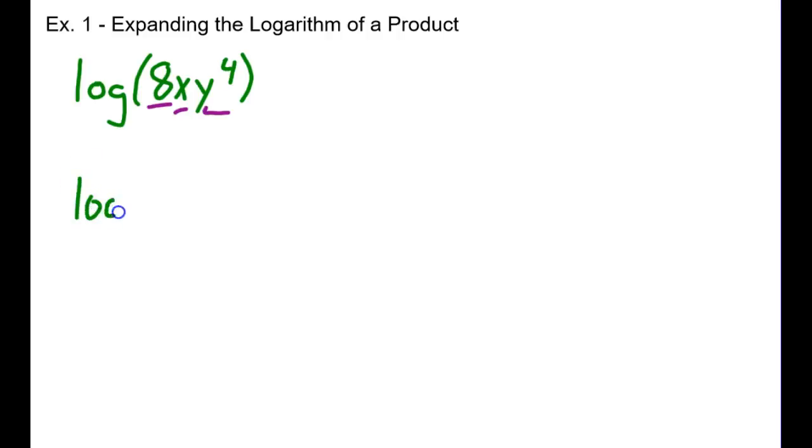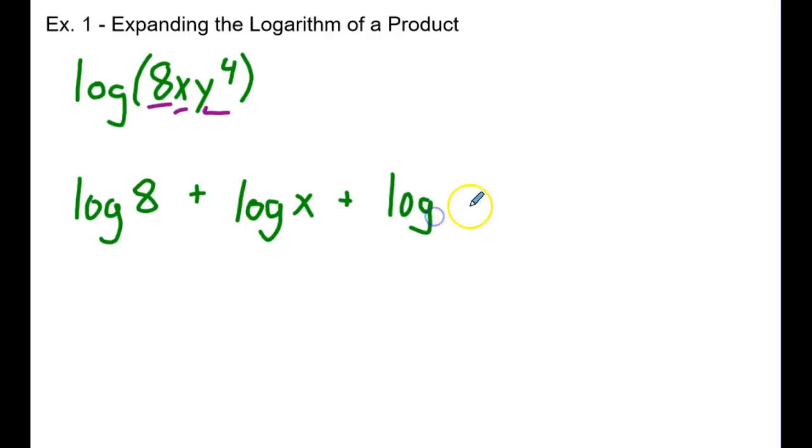We have log of, this is our common log, base 10 if it's not written in. This is understood to be the common log. So we have log of 8 plus, now we go to our second factor, breaking this apart using addition because they're being multiplied. Now we have log base 10 of x plus log base 10 of y to the fourth.